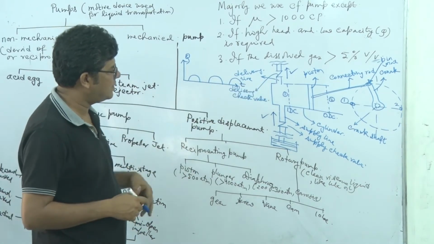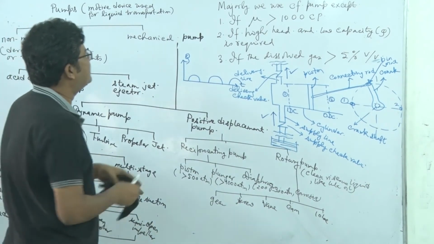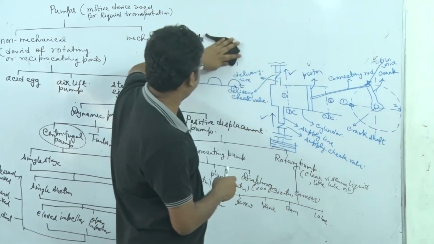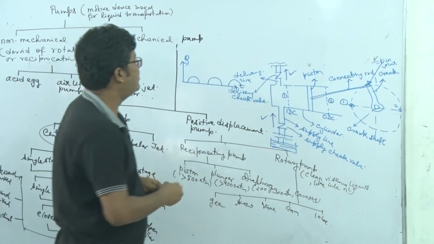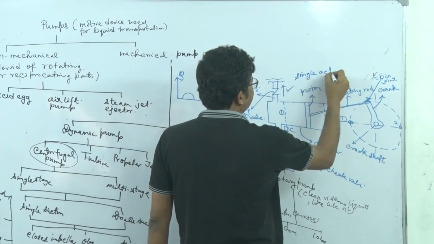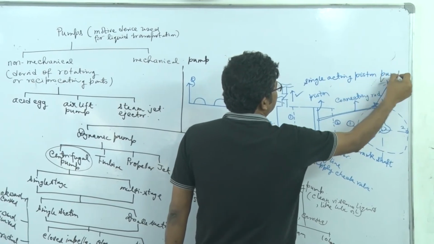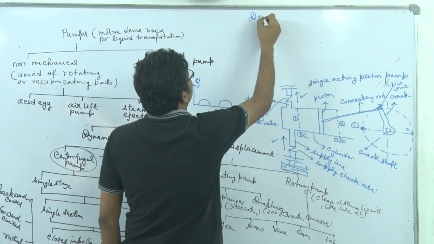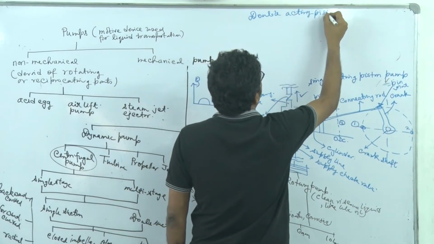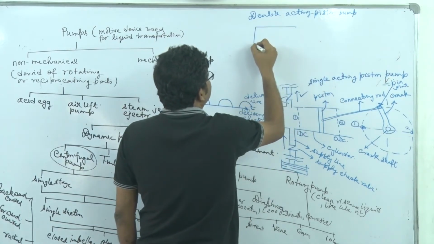Now this intermittent zero flow we can change if I go for double acting piston pumps. This is a single acting piston pump, and what is the double acting? Where liquid is admitted on both sides of this piston. See, this is what I have described, the single acting piston pump. We can also have this double acting piston pump, which is simply like this.